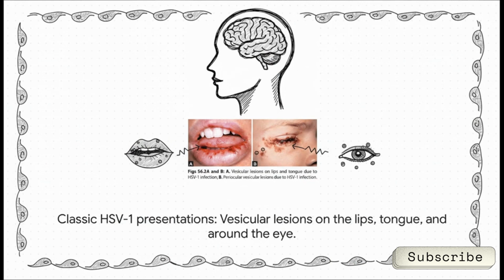And here's what that actually looks like in a patient. These images are the perfect example of that above-the-waist rule for HSV-1. On the left, you've got the classic vesicles, those little blisters, on the lips and tongue. And on the right, you see them around the eye. Both of these are textbook presentations of HSV-1. And it happens because that virus is reactivating from its hiding spot up in the trigeminal ganglia.